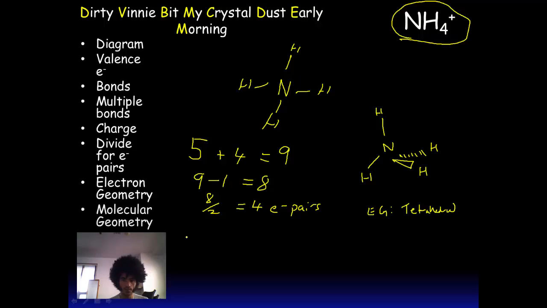My molecular geometry is different. Well, it's not different actually, it's a complete lie. Molecular geometry, if I check each electron pair has an atom next to it. So the electron geometry is the same as the molecular geometry. It is also tetrahedral.